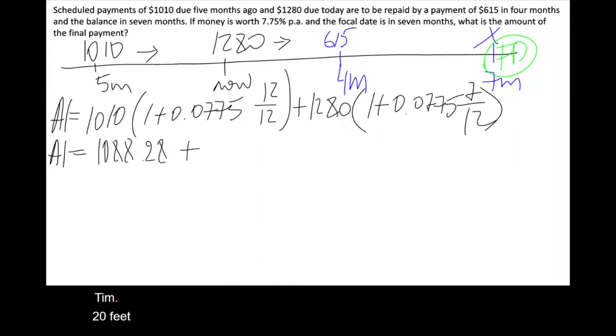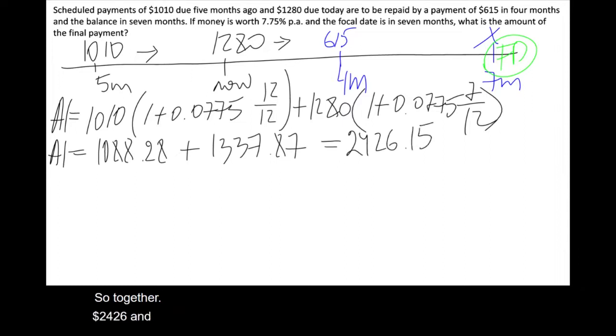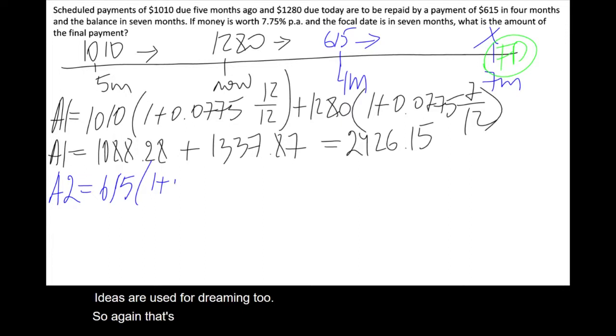$1088.28 plus $1337.87. So together $1,426.15. So that is agreement 1 in focal date. So the same ideas I use for agreement 2. So again, that's the future value formula.